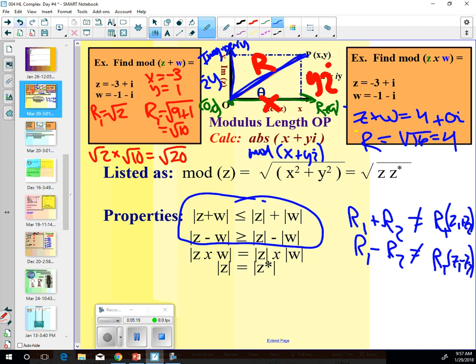And then I just want to tell you a little bit about this thing, z star. Let's say z is 3 plus 2i. Do you know what z star is? Take a wild guess.